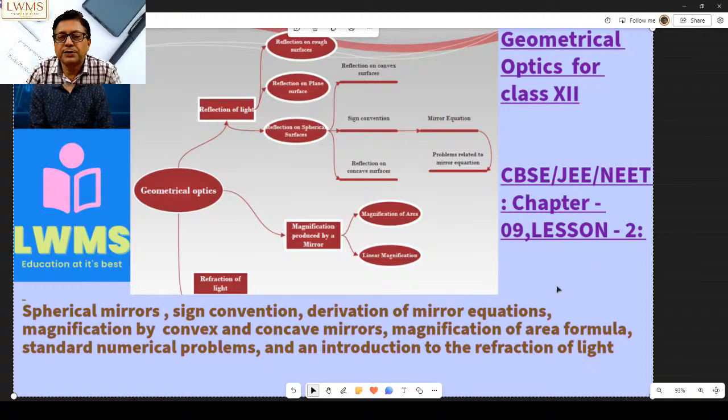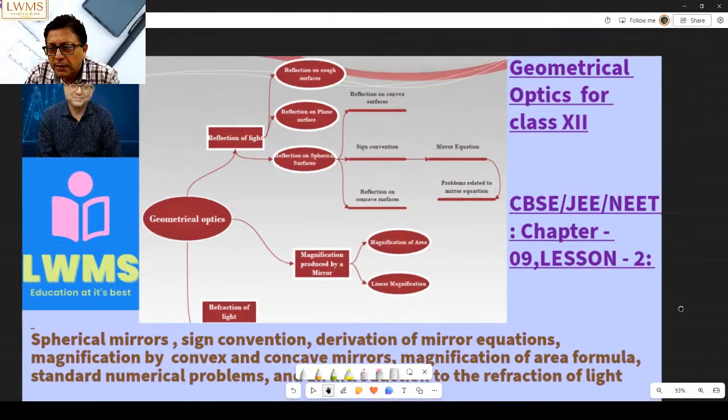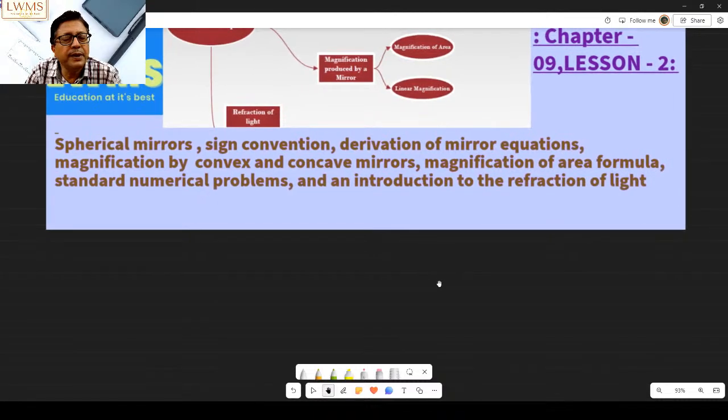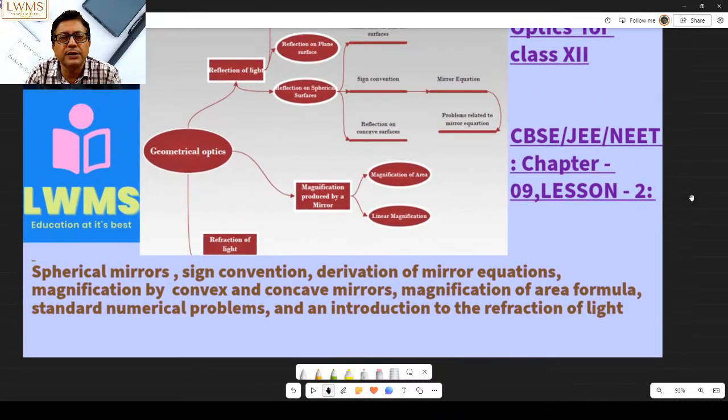So we'll start spherical mirrors today. Why are they called spherical mirrors? Because these mirrors are not plane mirrors. Let me tell you what we are going to do today.